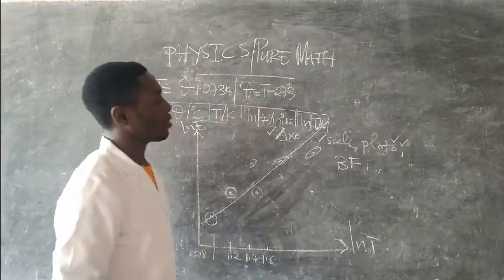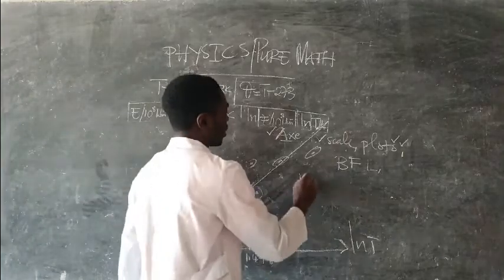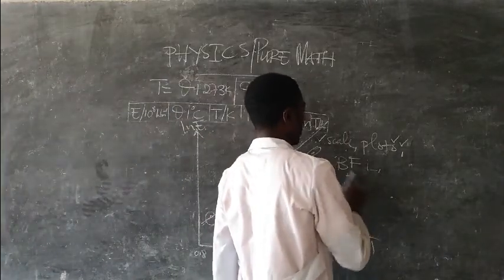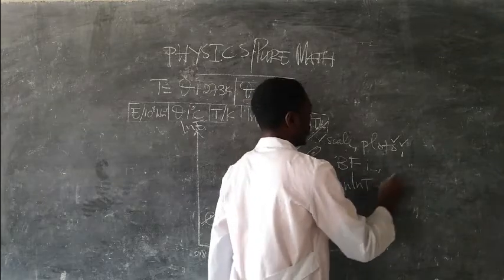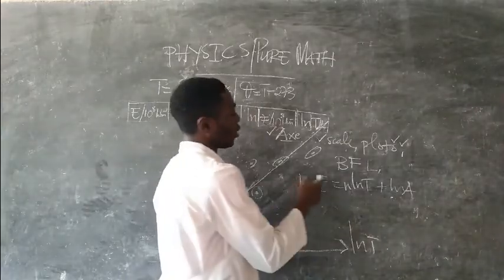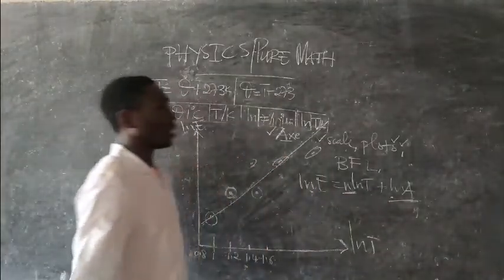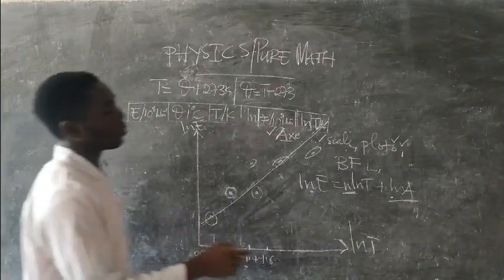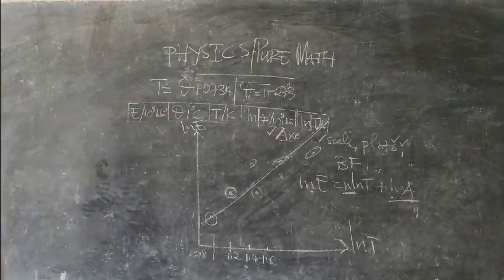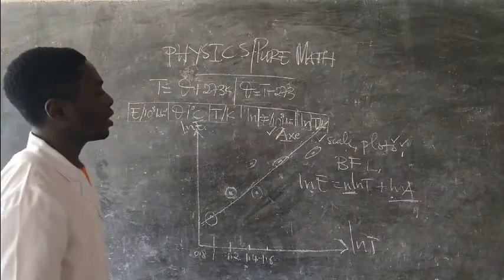This is a suitable graph from where you can obtain the values of, remember our equation was ln E equal to n ln C plus ln A. When you plot this suitable graph, you can now use it to obtain the values of n and A, because A is a constant in the equation. I hope it is very clear for the graph part.